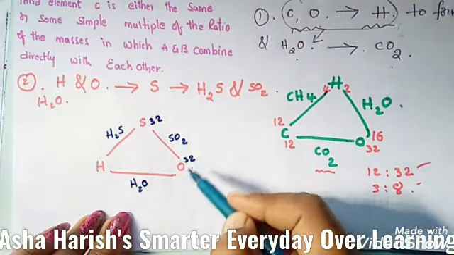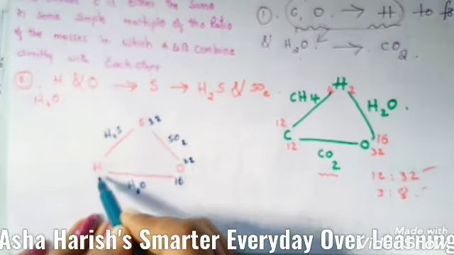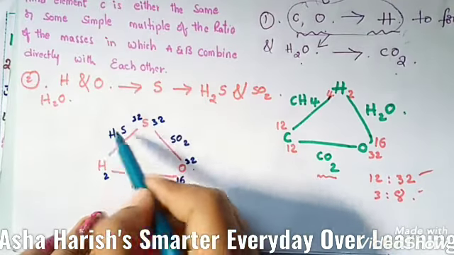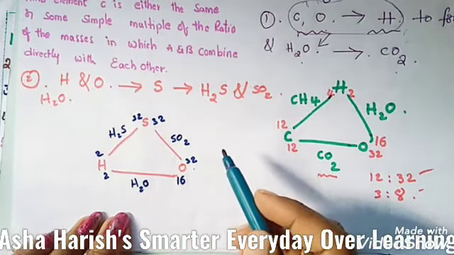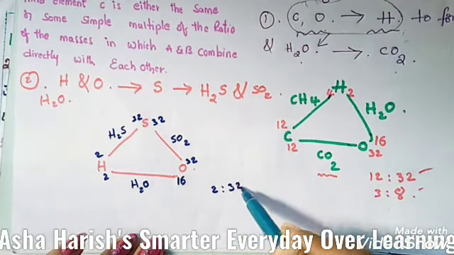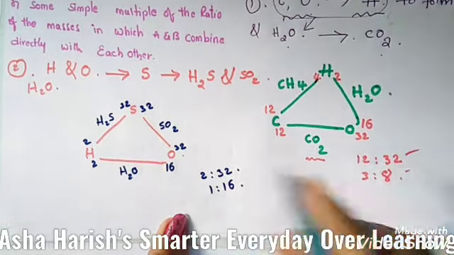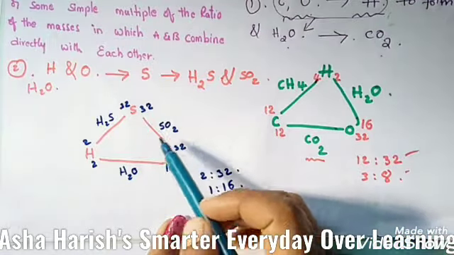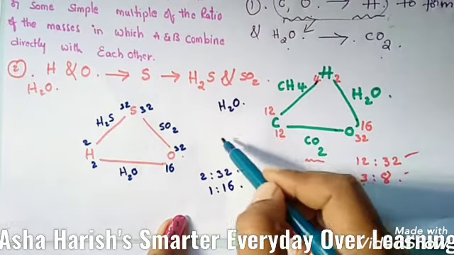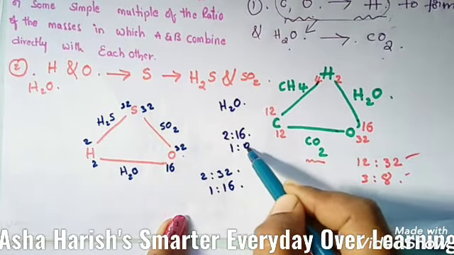Coming to this H2O water molecule, here 16 parts by mass of oxygen and 2 parts of hydrogen. And coming to H2S, here is the sulfur, the same 32, and hydrogen also 2 parts by mass, and they are in the ratio 2:32 or 1:16. When hydrogen and oxygen combine directly to form H2O, the ratio of their combining masses is just 2:16 or 1:8.